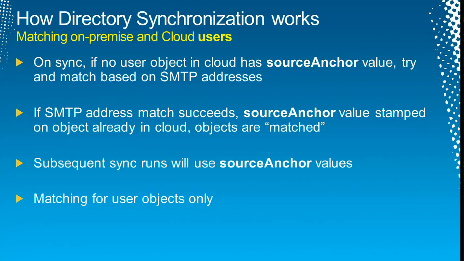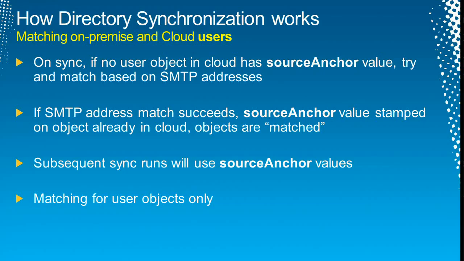What we do then is we fall back and use the SMTP addresses to try to match users next. Because generally speaking, a user will always have the same email address, right? If we're able to match on the SMTP address, we consider them matched, and we stamp that source anchor value on the object in the cloud. And from there on out, it's exactly the same as if directory synchronization had done this in the first place.